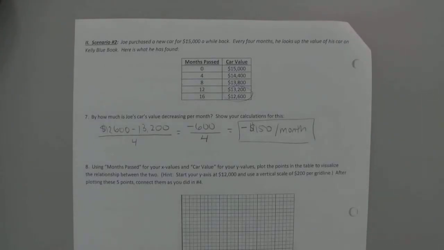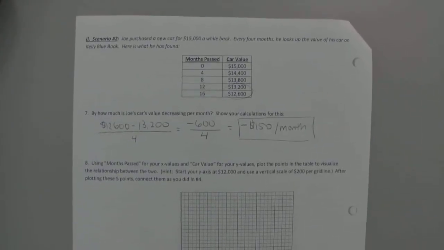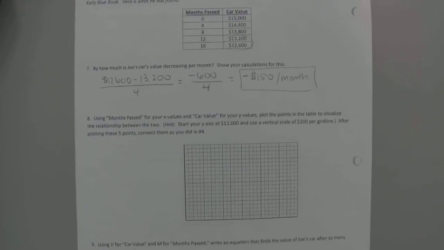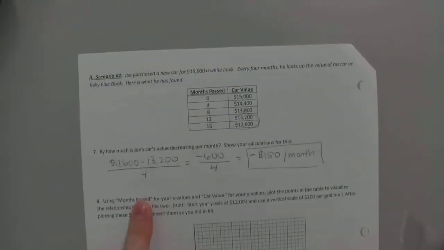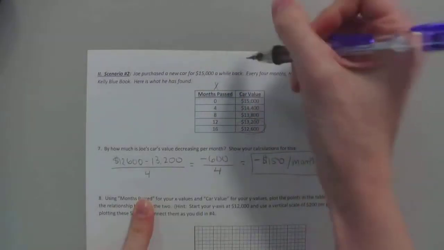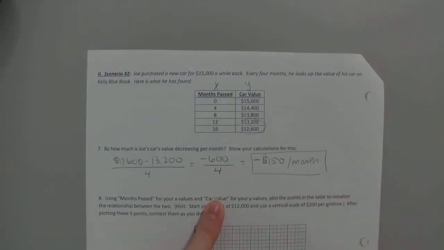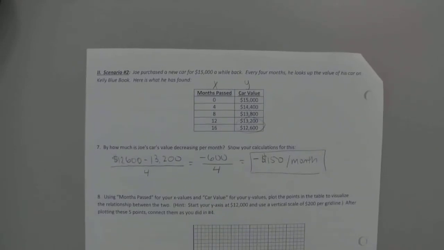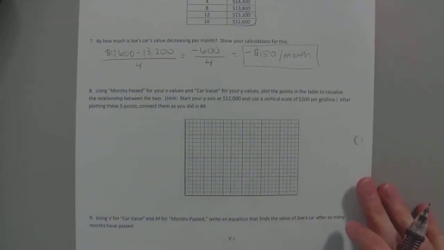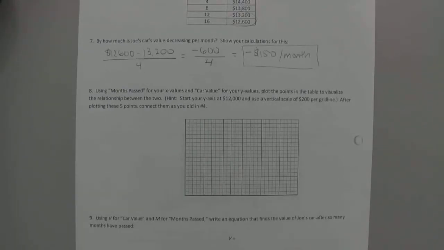So guys, it's going to be exactly like what we did on the front page. Instead of an increasing line going up as the hours worked increase, we're going to have a decreasing line going down as the months pass, and our guy's basically worth nothing, okay? So they want us to do the same thing, where the months passed is our X values, and the car value is our Y values, and they want us to plot these as ordered pairs.